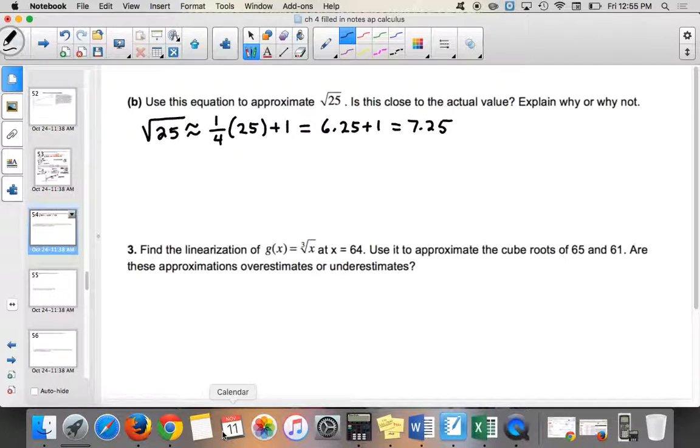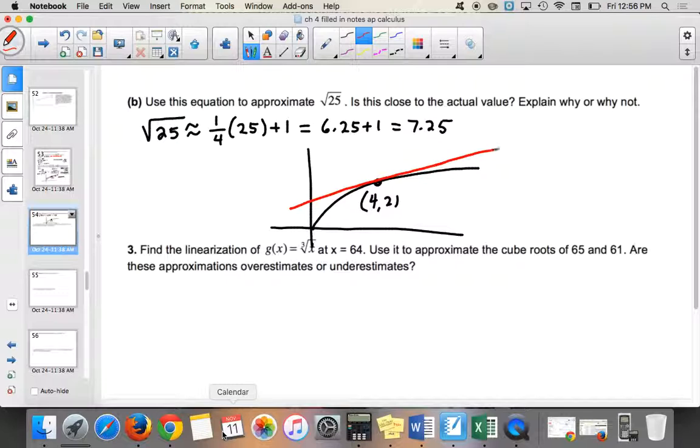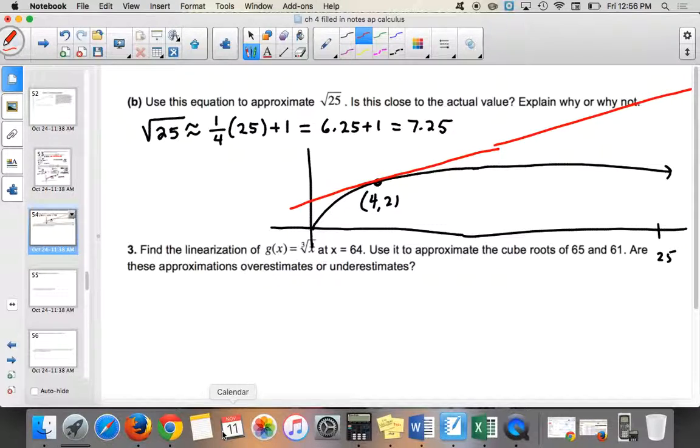So why was this one so far off? We could use the math word: neighborhood. In the neighborhood. So here's my point (4, 2). Way over here, we have 25. This is going to continue to go kind of like that, but this one gets bigger and bigger and bigger, right? So something that's not close to that original point, (4, 2), is not going to be close. We're not going to use that to approximate, okay? Make sense?